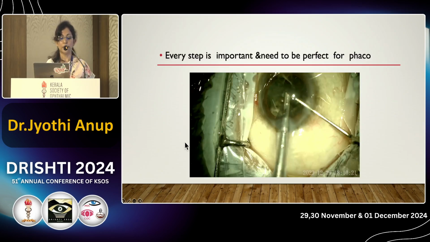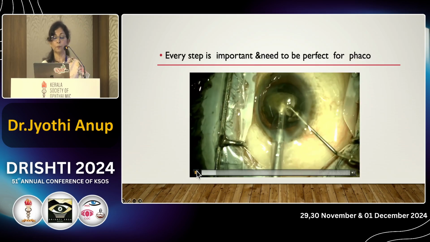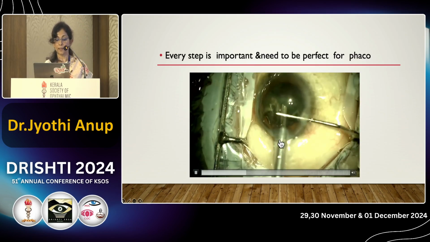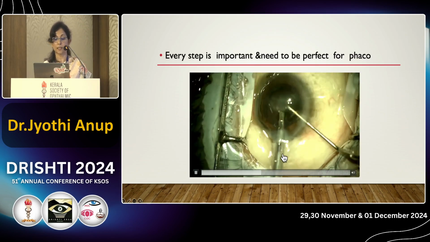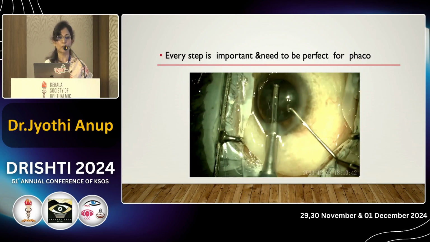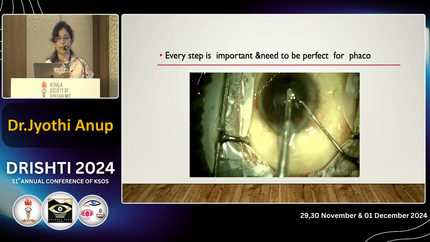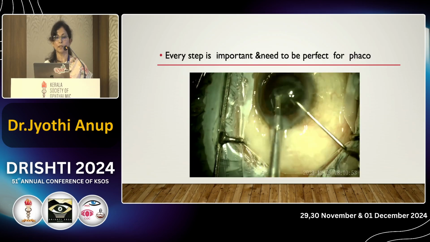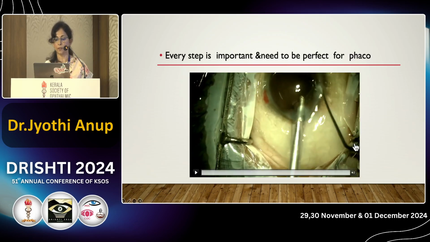As phaco is less forgiving, every step is important and needs to be perfect in phaco. As you can see here, the tunnel was slightly posterior and there is conjunctival ballooning, and this can go up to 360 degrees and cause a lot of stress to a beginning surgeon. And if your tunnel is slightly longer, that will create corneal folds and it will be impossible for you to continue the phaco.